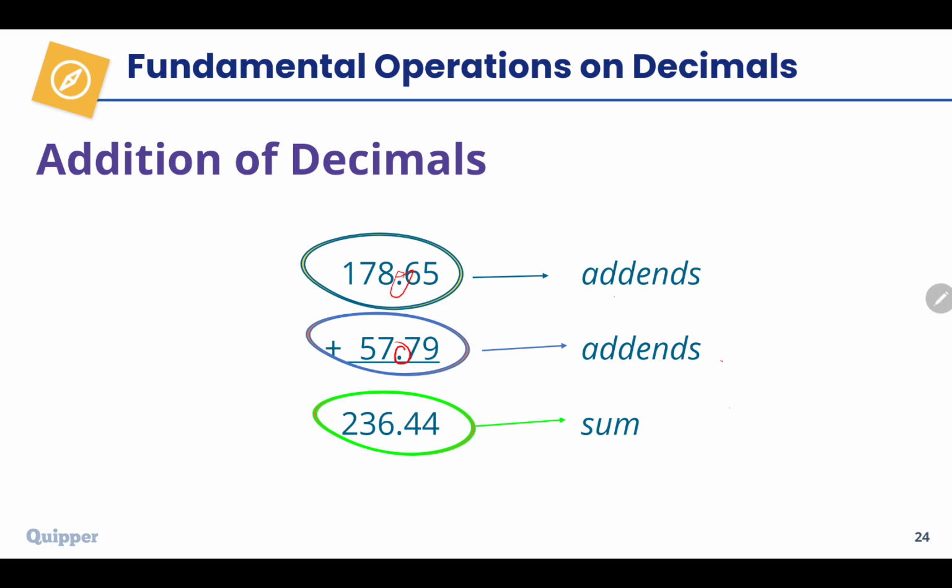But since ang given natin dito has the same number of decimals, hindi na kailangan mag-add ng 0. Okay. Then third, add like a whole number. Kung paano tayo nag-add ng mga whole number. 5 plus 9, that is 14, so carry 1.